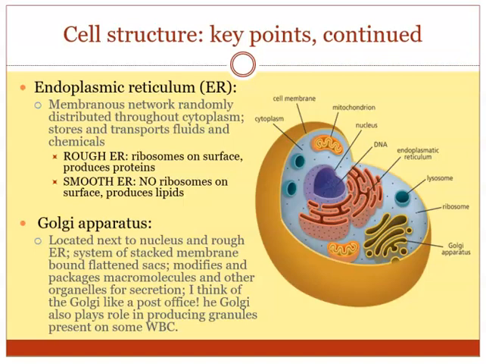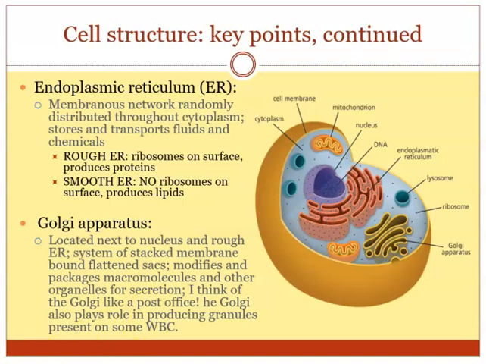The rough ER has ribosomes on its surface, and they produce proteins, where the smooth ER does not have the ribosomes and has a smooth surface, and they produce lipids. If you look over at our diagram, these are examples of endoplasmic reticulum, and it looks like these actually have ribosomes on the endoplasmic reticulum, so this would be an example of rough endoplasmic reticulum.